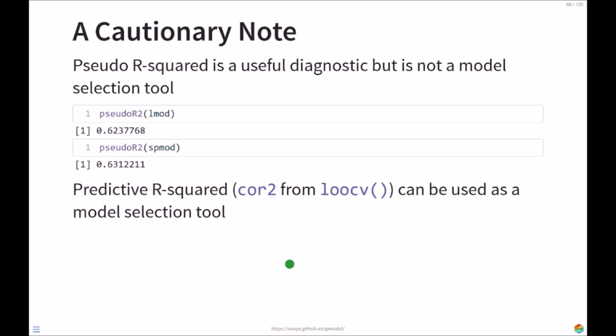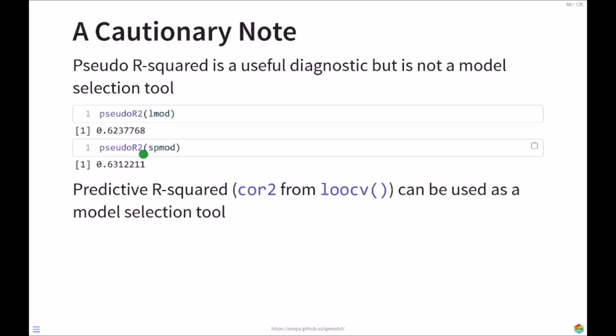I want to quickly talk about a cautionary note. This is a question I get a lot, and so I just want to mention it. Pseudo R squared is how much variability in my model is attributable to my explanatory variables. This is a useful diagnostic, but it is not a model selection tool. So I printed out the pseudo R squareds of the two models here. I would advise that you don't use this as a model selection tool, but you can use predictive R squared.